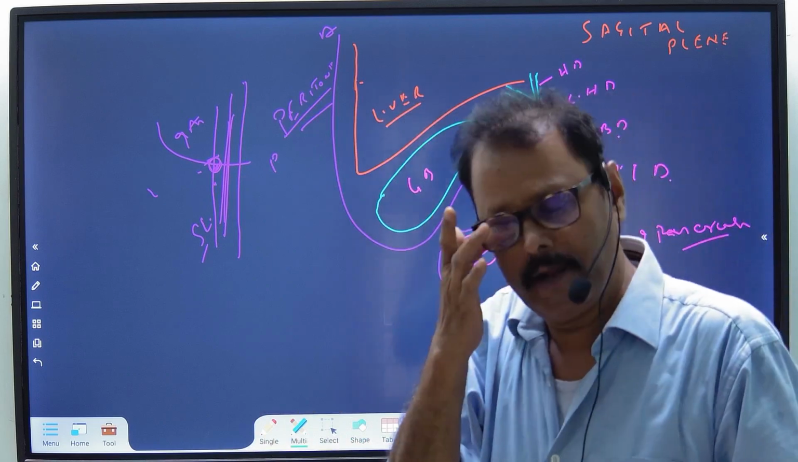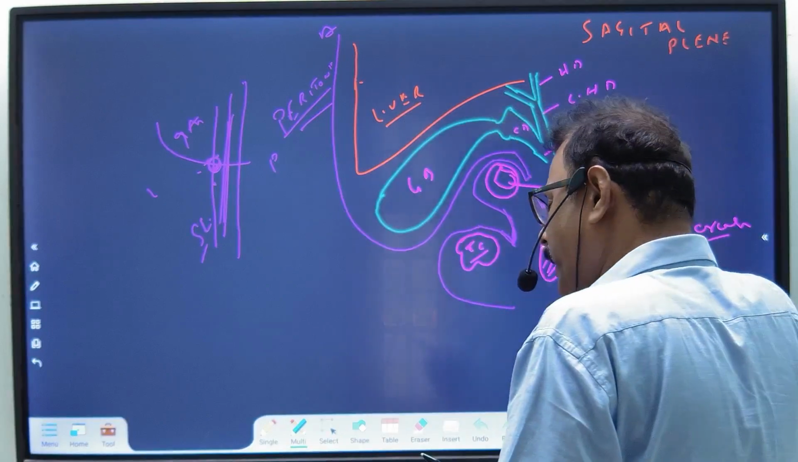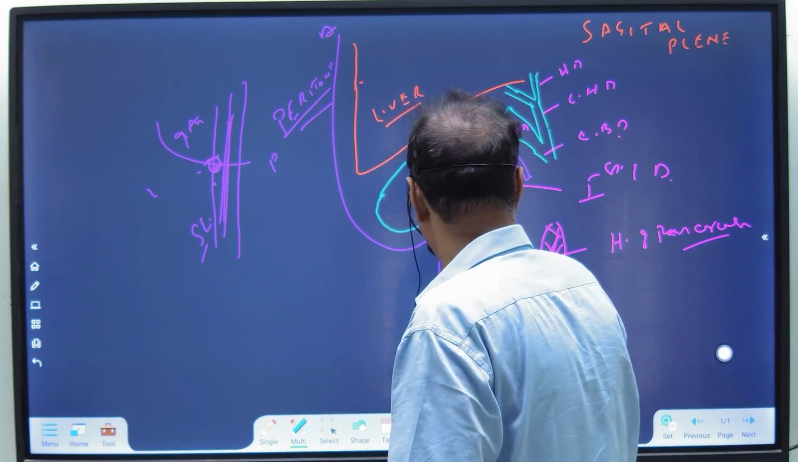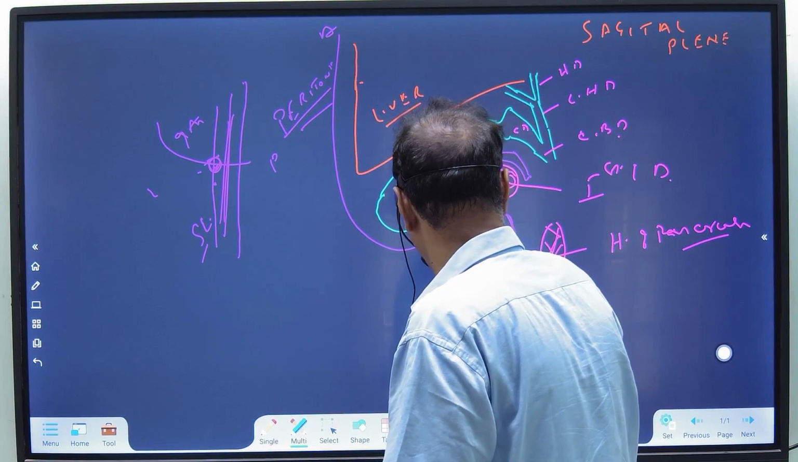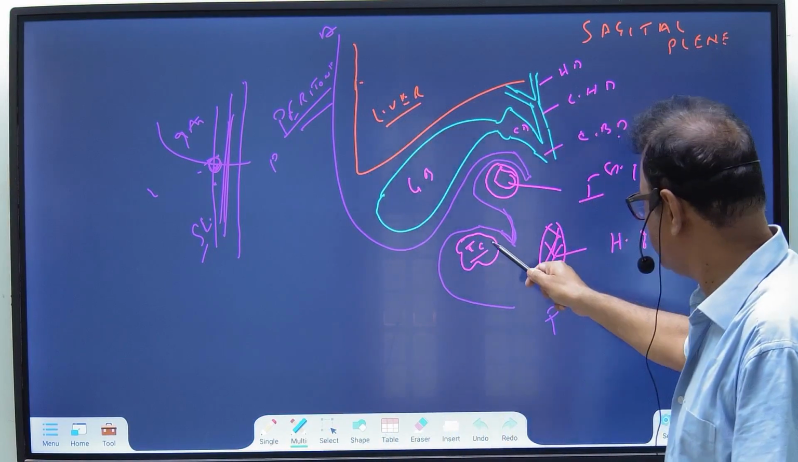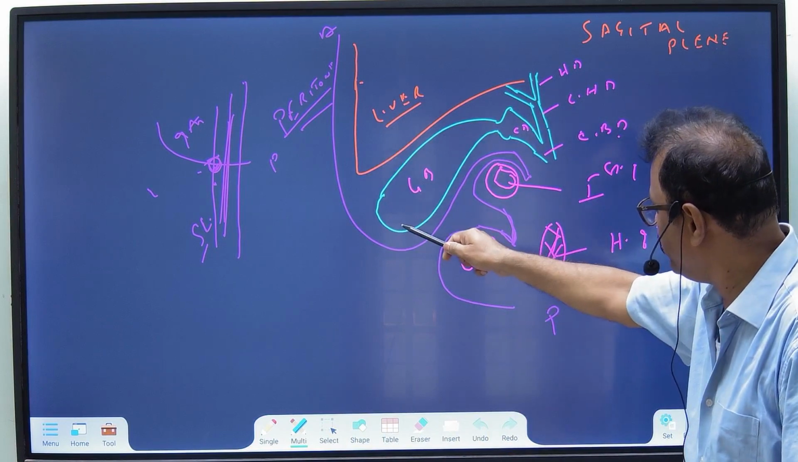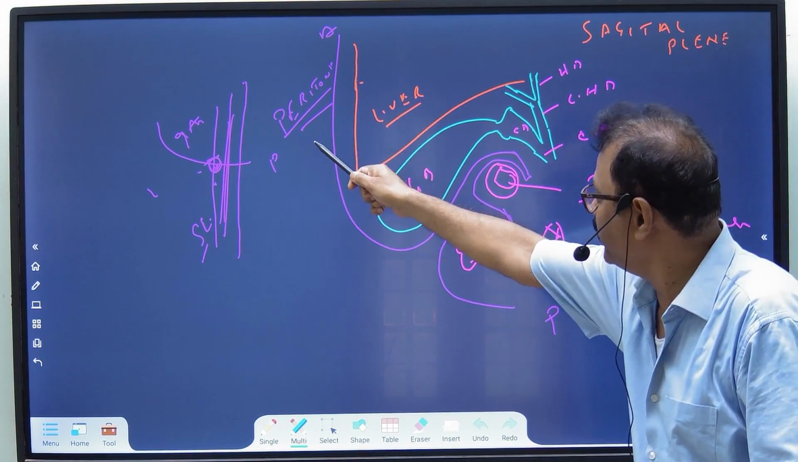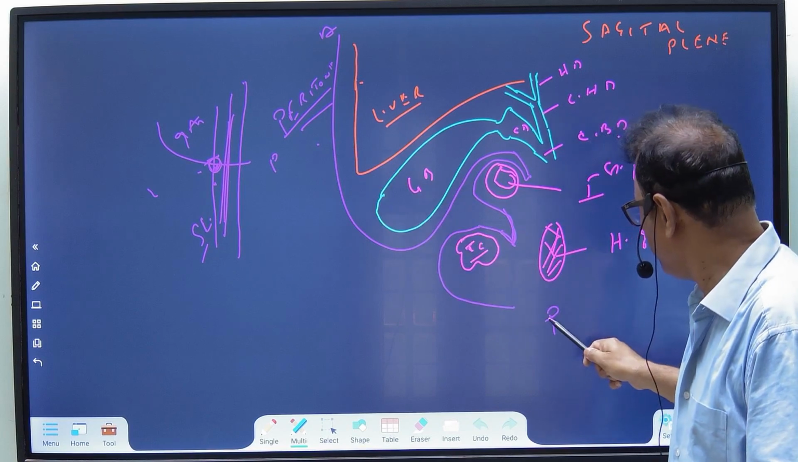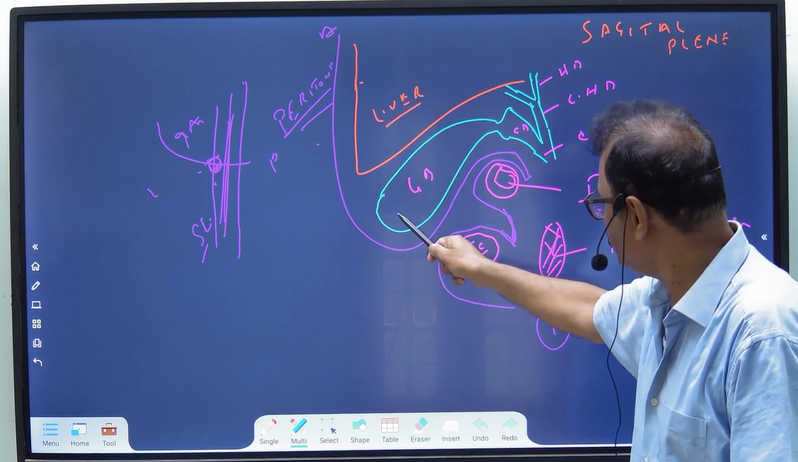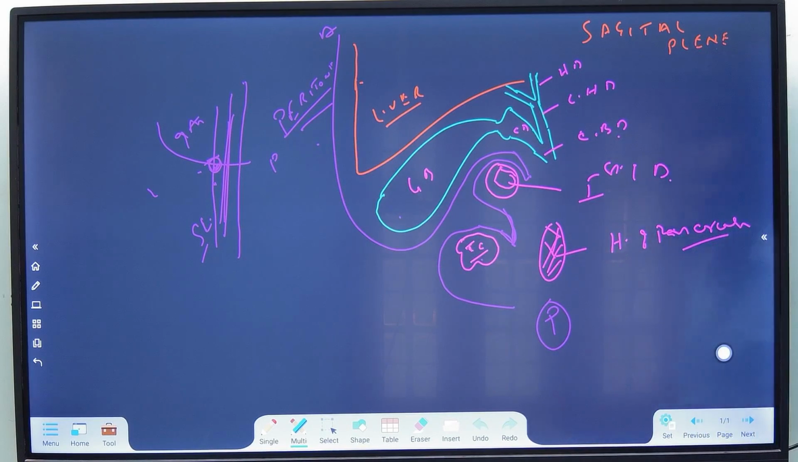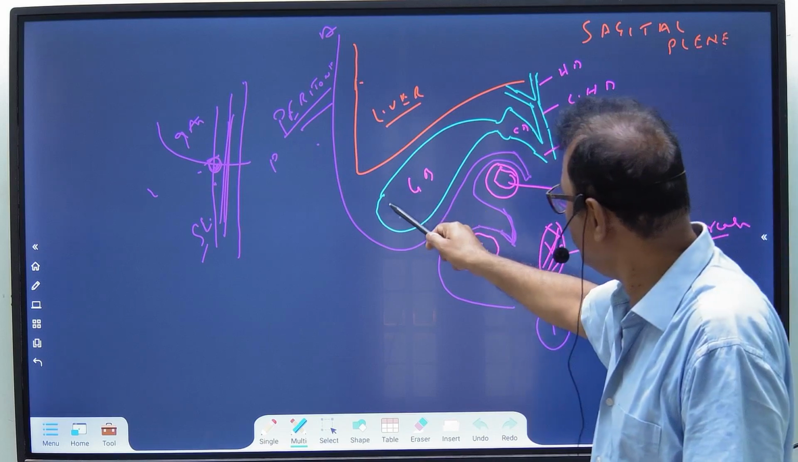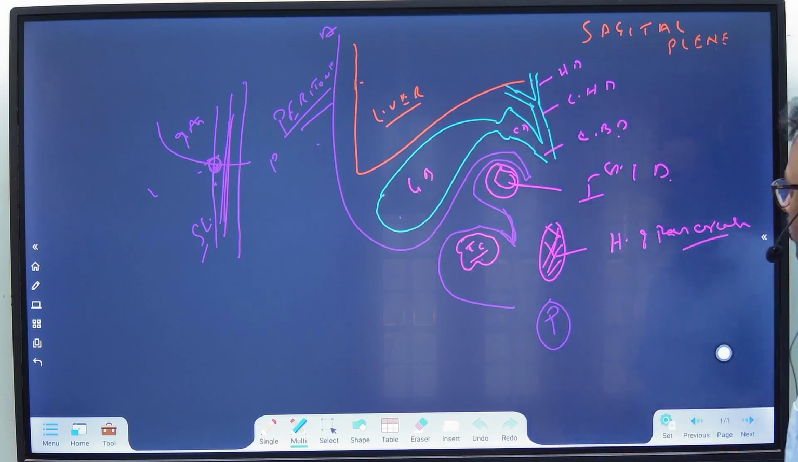So it is relatively anterior, related to the anterior abdominal wall, but it is posterior to the transverse colon. Where is the transverse colon? Here is the transverse colon, and this is the fundus of the gallbladder. The colon is the anterior structure. These are all posterior structures. So the fundus of the gallbladder is posterior to the transverse colon.